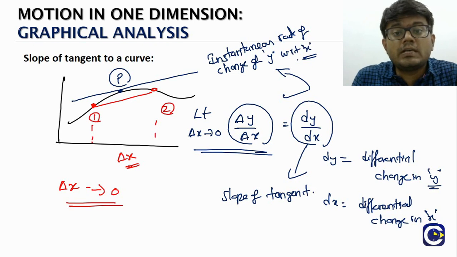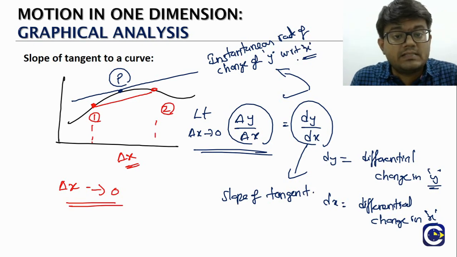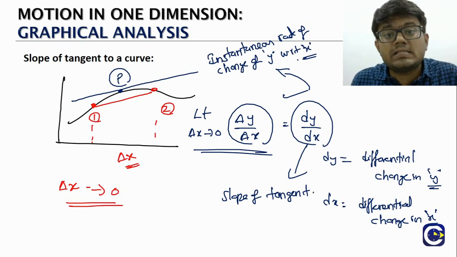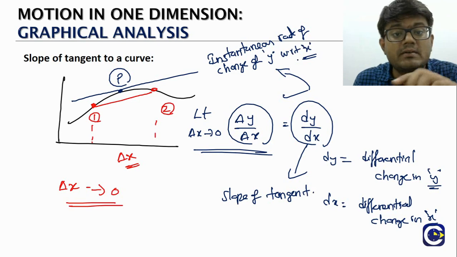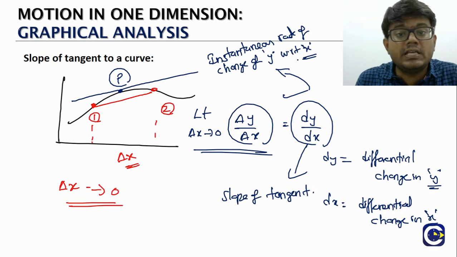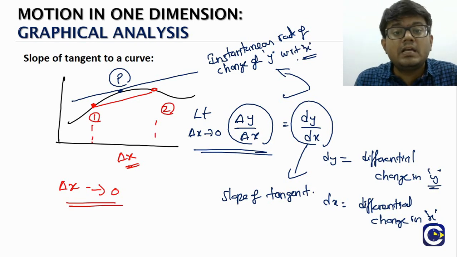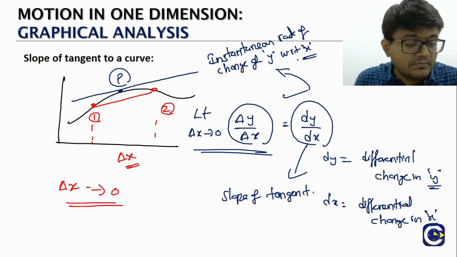So slope of the chord gives us what? The average rate of change of y with respect to x. Okay. And the slope of the tangent will give us what is the instantaneous rate of change of y with respect to x. That is represented by the differential change in the value of y, dy, divided by the differential change in the value of x, that is dx.